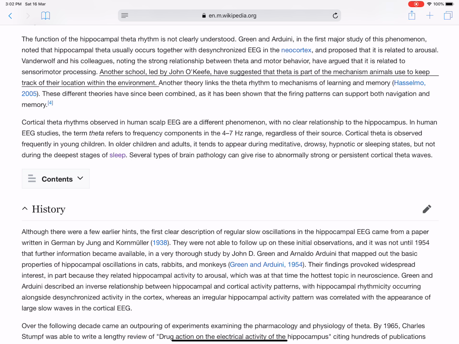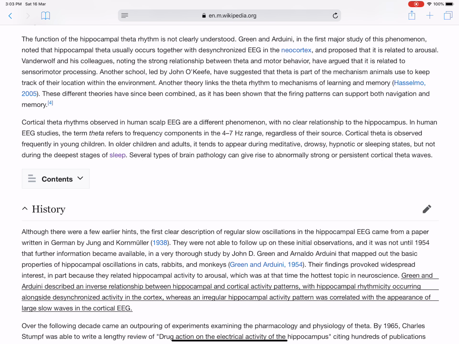Contents. History. Although there were a few earlier hints, the first clear description of regular slow oscillations in the hippocampal EEG came from a paper written in German by Jung and Kornmuller, 1938. They were not able to follow up on these initial observations, and it was not until 1954 that further information became available, in a very thorough study by John D. Green and Arnaldo Arduini that mapped out the basic properties of hippocampal oscillations in cats, rabbits, and monkeys. Green and Arduini, 1954. Their findings provoked widespread interest, in part because they related hippocampal activity to arousal, which was at that time the hottest topic in neuroscience.